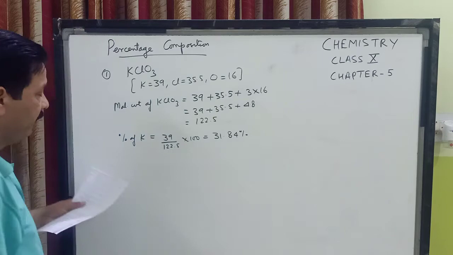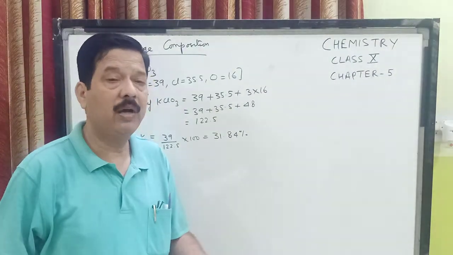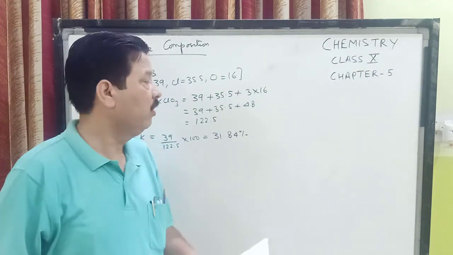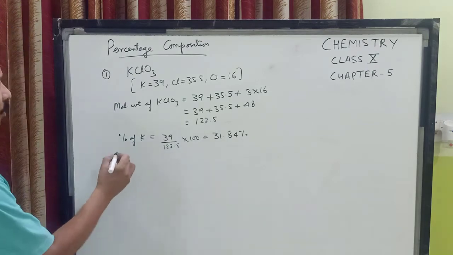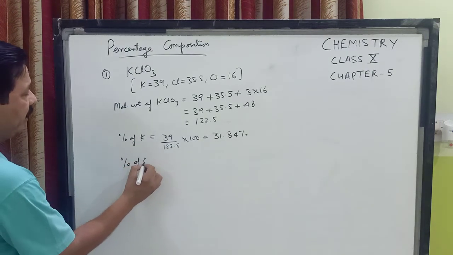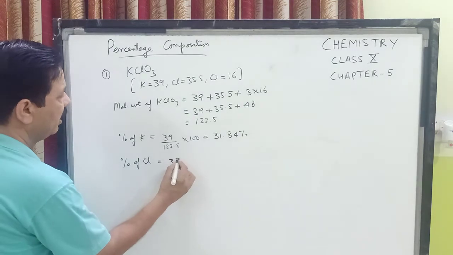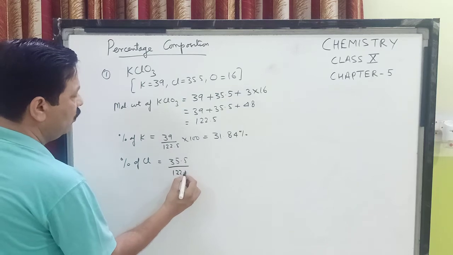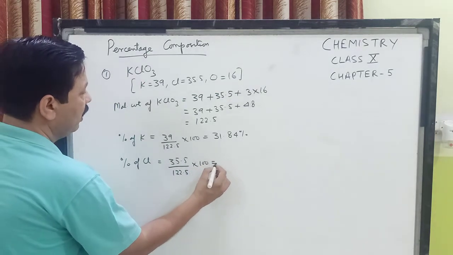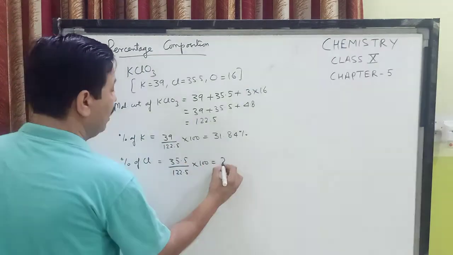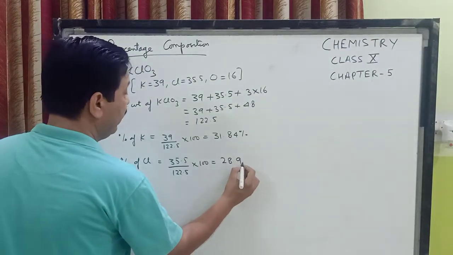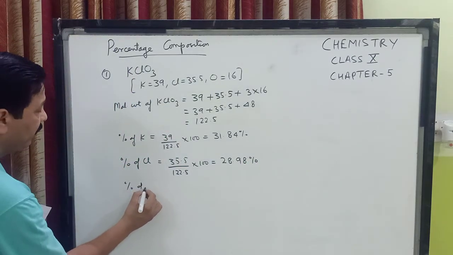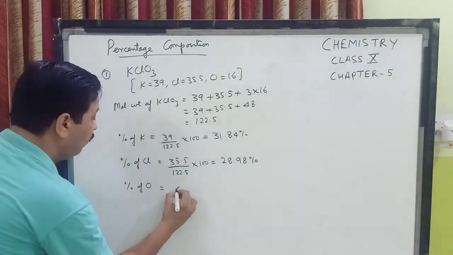31.84%. Now children, this question I have taken from your Selena book, page 91, question number 6. So this is the percentage I have calculated for potassium. Now we calculate the percentage of chlorine. It will be 35.5 out of 122.5 into 100, and when we calculate it, it comes out to be 28.98%. And in the same way, children, we calculate the percentage of oxygen, which is 48.